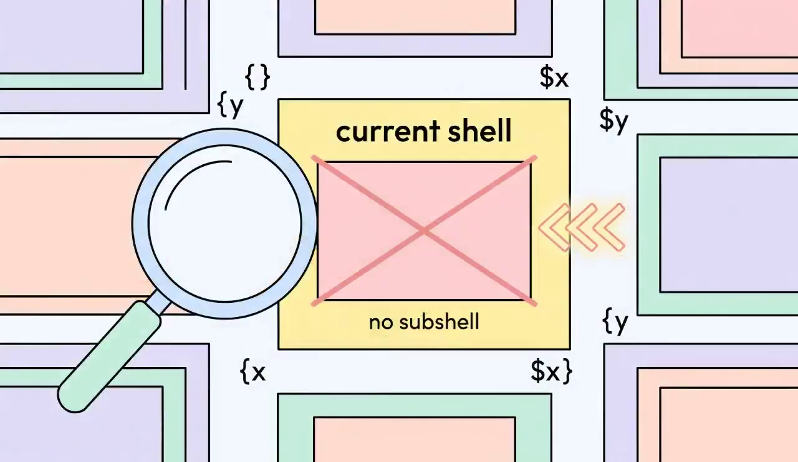Because there's no subshell, the command runs in the current shell environment. That means variable assignments inside bc, x equals 5, won't pollute your session, but function calls and built-ins see the same scope you're sitting in.